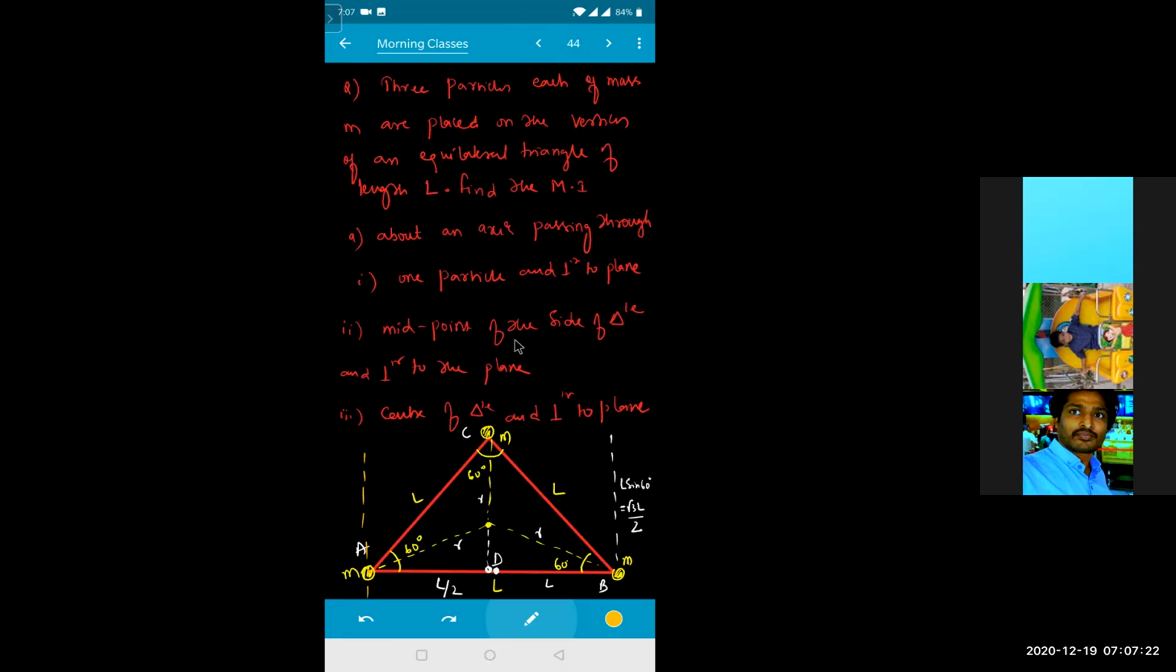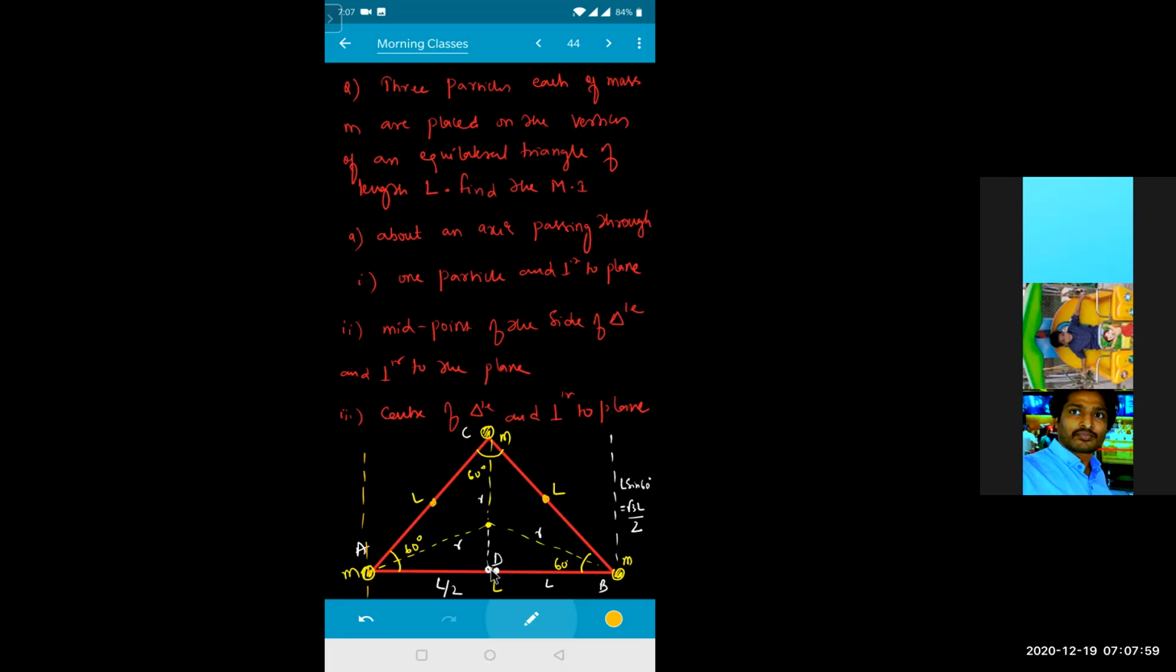Second one, look. About the midpoint of the side of the triangle. So what we need to do is take an axis which is passing through the midpoint of the side of the triangle, and it should be perpendicular to the plane. The axis should be passing like this. This is the midpoint of any one side. You need to make an axis pass through this midpoint.